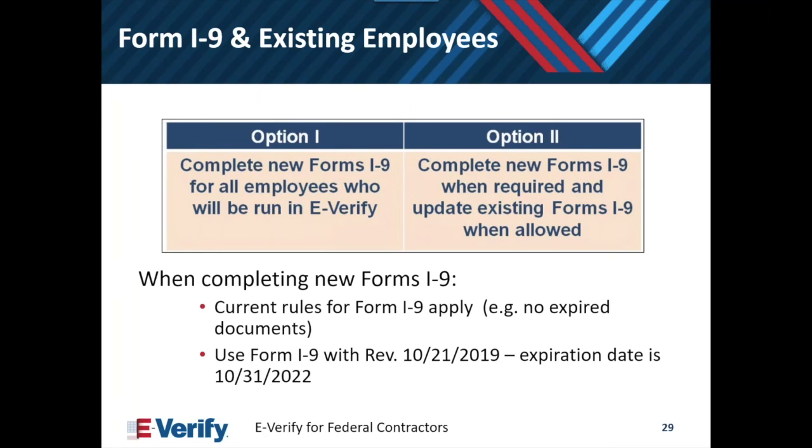So option 1 is to complete new Form I-9s for all employees who will be run through E-Verify. This one could be a little simpler, maybe. You don't have to keep track of so much. It's just going to be a blanket policy. You'll create new Form I-9s or have those employees complete new Form I-9s for all of them, everyone that'll be run through E-Verify.